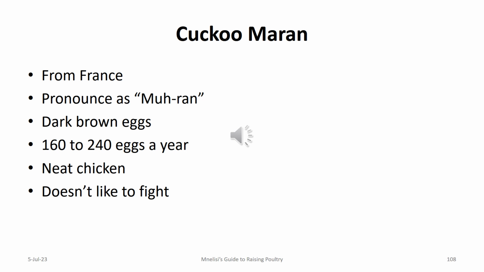Coucou de Rennes. This is a chicken from France. The name of the chicken is pronounced as Mouren. It lays dark brown eggs. Expect between 160 to 240 eggs a year. This is a neat chicken that does not like to fight.